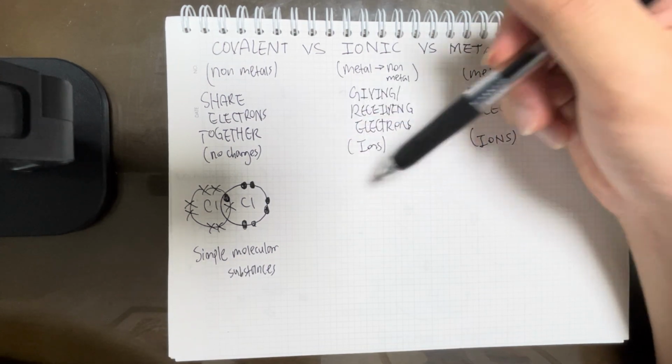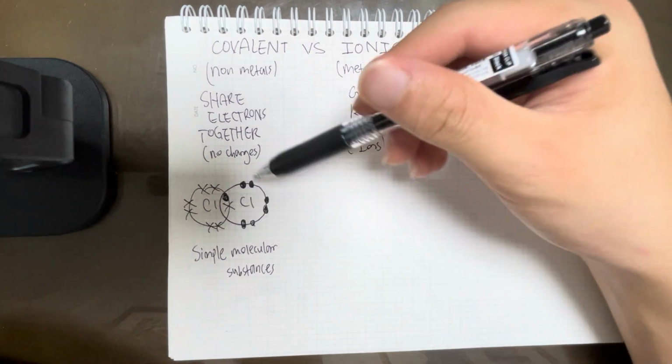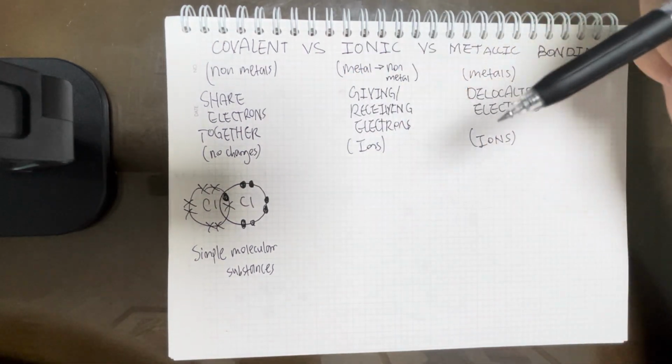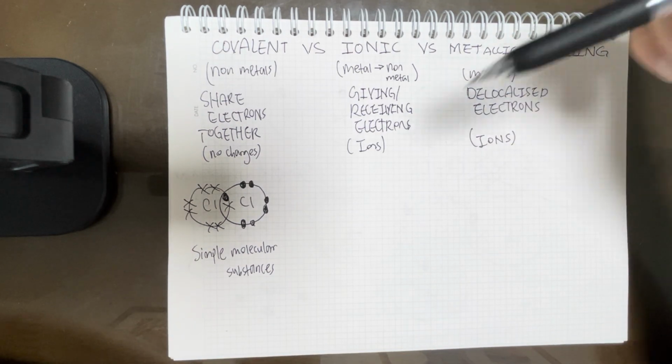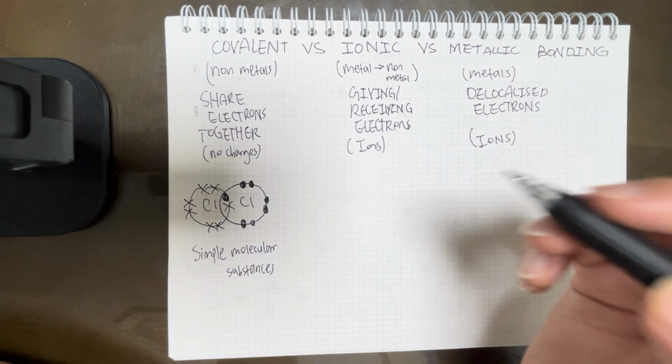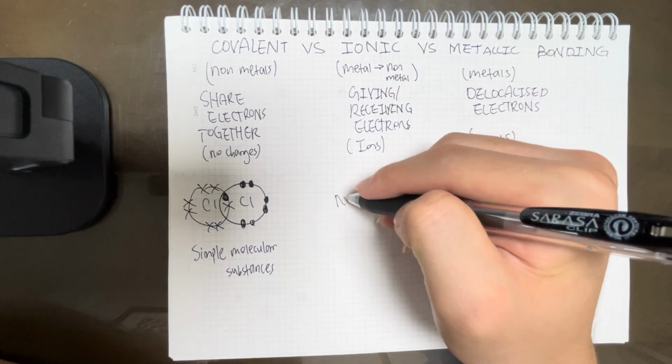And they form ions. They form charges because electrons aren't being shared. They're actually given or received. So that's going to form charges, right? Because electrons are negative. When you lose them, you're going to become a positive ion, and when you receive them, you're going to become a negative ion. So what ionic bonding is, for example, sodium.